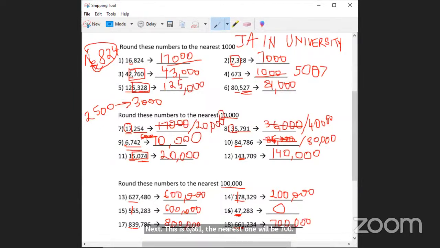Because it is not more than, I have to round off to the nearest of 1 lakh or 100,000. 47 is less than 50,000. It should be more than 50,000. Only then I can write the nearest one as 100,000. When it is less, it becomes 0. 0, 0, 0, comma 0, 0, 0. That's it. Because I cannot round off 47,000 to the nearest 1 lakh because it's less than 50,000.